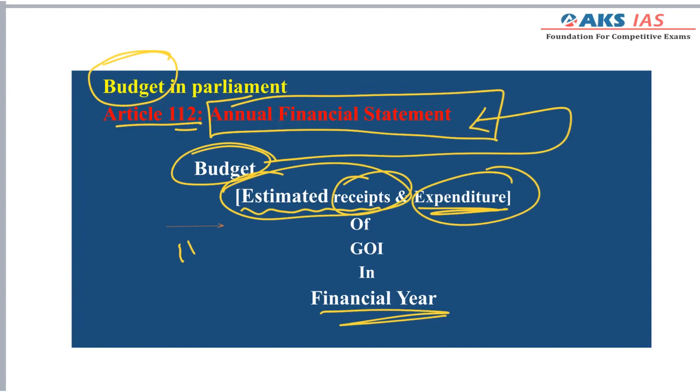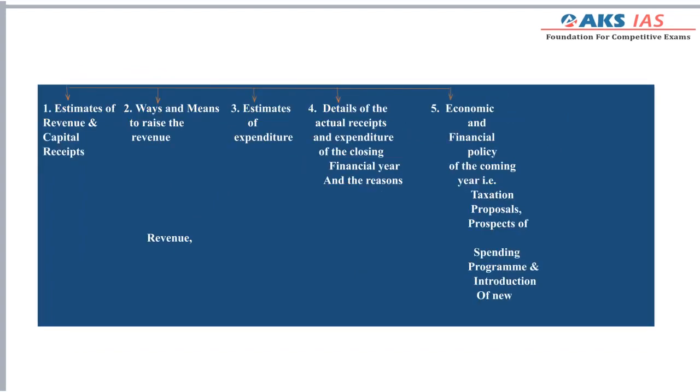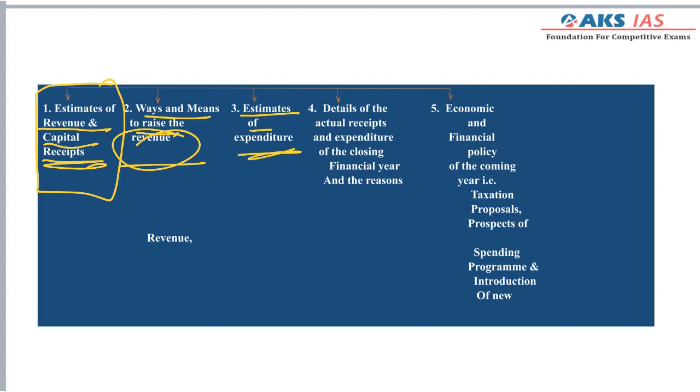Not only that, in addition to the estimated receipts and expenditure, the annual financial statement also contains certain other elements. Here we can divide them into 5 provisions. First, it contains the estimates of revenue as well as capital receipts, right? As well as the ways and means to raise this particular revenue, and estimates of expenditure, and the details of actual receipts and expenditure of the closing financial year and the reasons for it.